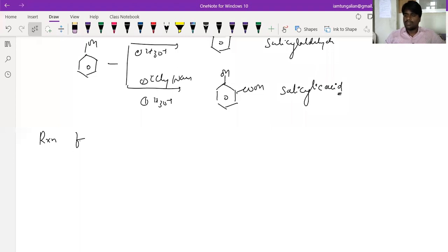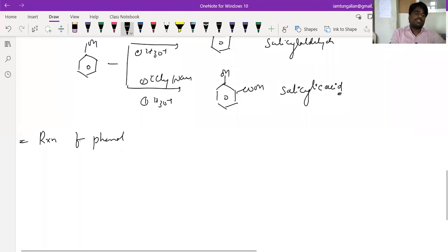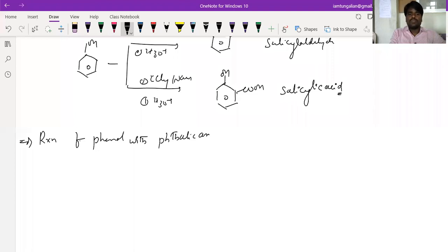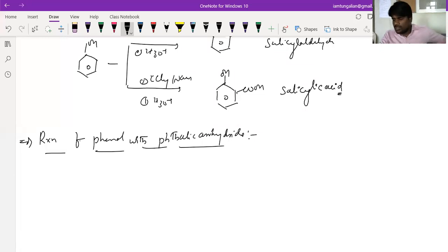Reaction of phenol. Reaction of phenol with phthalic anhydride. So this is also one of the aromatic substitution reactions. Let's see what happens here.